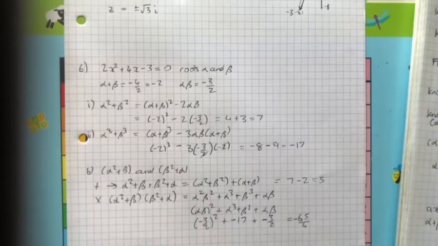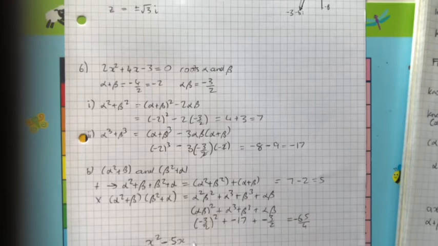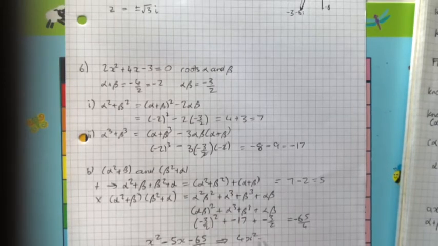So that will give us x squared minus the sum of roots, which is minus 5x, plus the product of our roots, which is minus 65 over 4. So multiply through by 4, that gives us 4x squared minus 20x minus 65 equals 0.